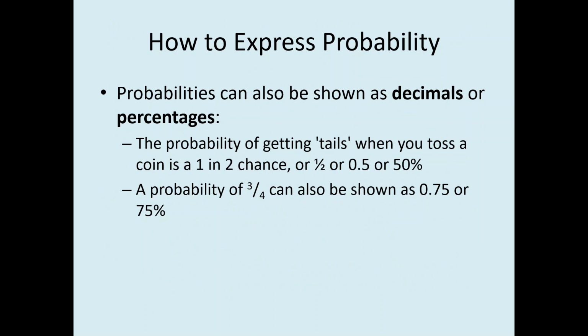How to express probability? Probabilities can also be shown as decimals or percentages. The probability of getting tails when you toss a coin is 1 in 2 chance or 1 by 2 or 0.5 or 50%. A probability of 3 by 4 can also be shown as 0.75 or 75%.